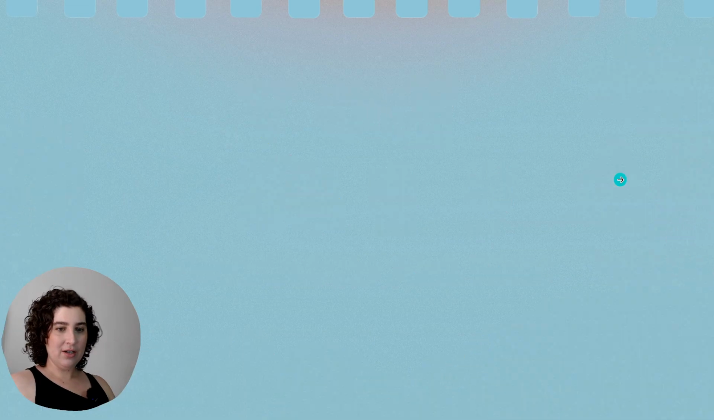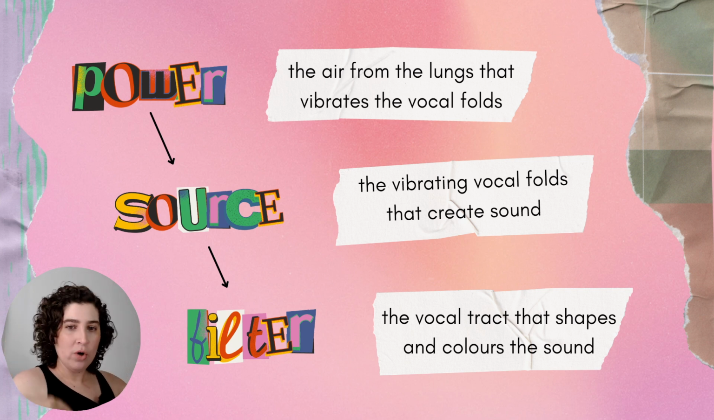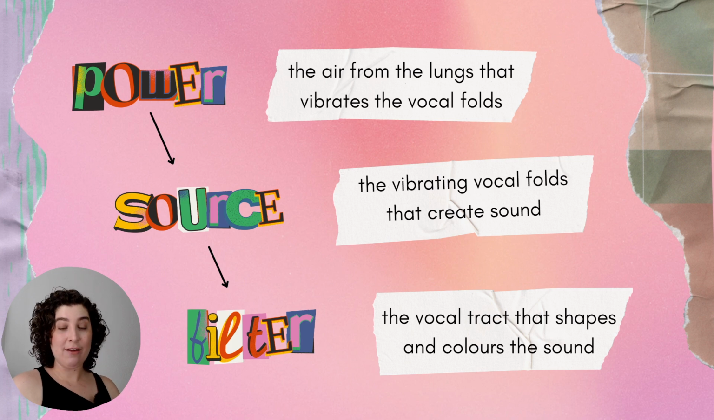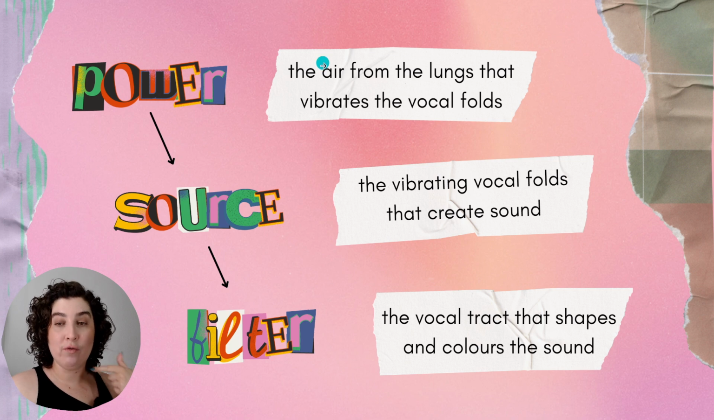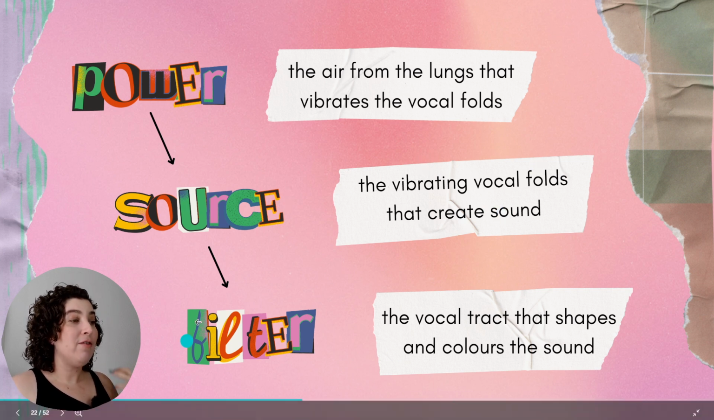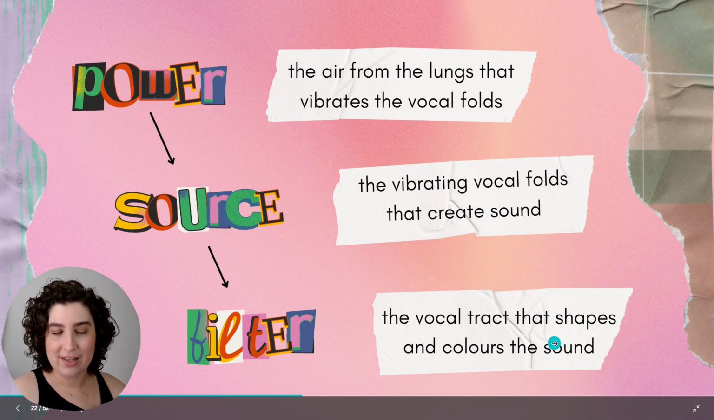So, the concept of the voice, a lot of people think of it as like an organ. I like to think of it as an instrument, a wind instrument that functions the same as any other wind instrument. We have the power of the instrument, which is the air from the lungs that vibrates the vocal folds. Then we have the source of sound, which is the vibrating vocal folds. And then we have the filter of that sound, which is the vocal tract that shapes and colors the sound.